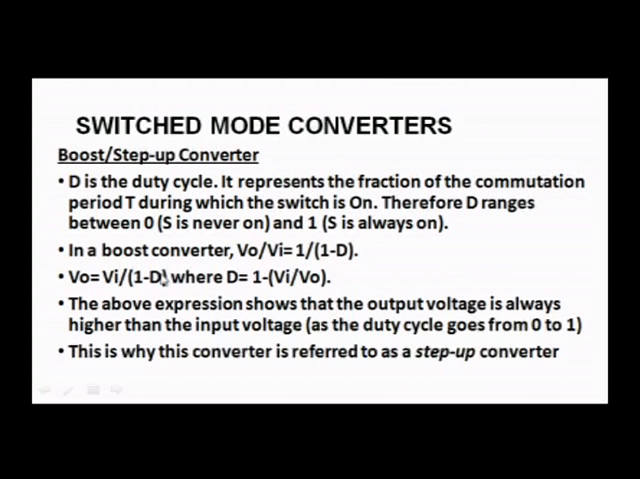That is why ideally speaking, output voltage will vary between Vi and infinity in this case, but infinity is not a practical case. So, that is why V naught will be varying between Vi and a higher voltage. So, the above expression always shows that the output voltage is always higher than the input voltage. That is why this converter is referred to as a step up converter.